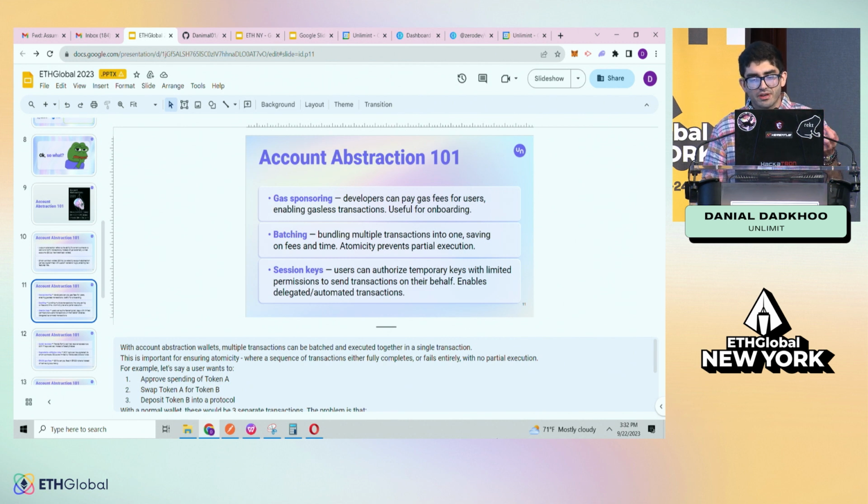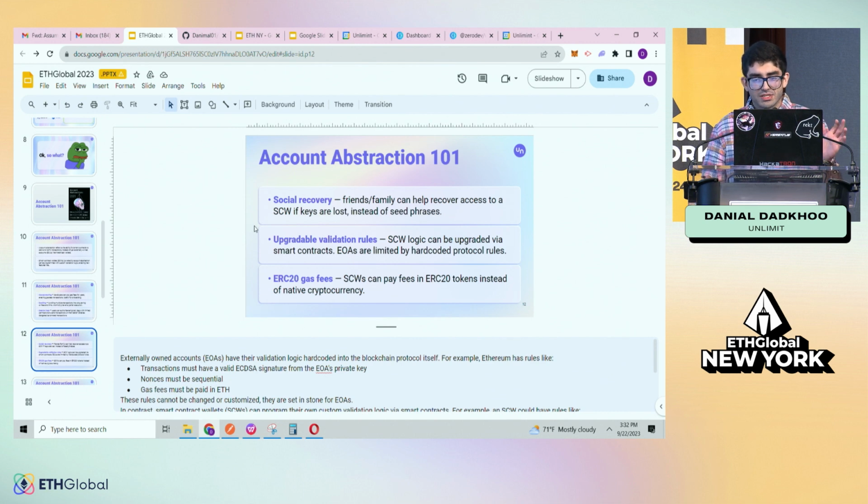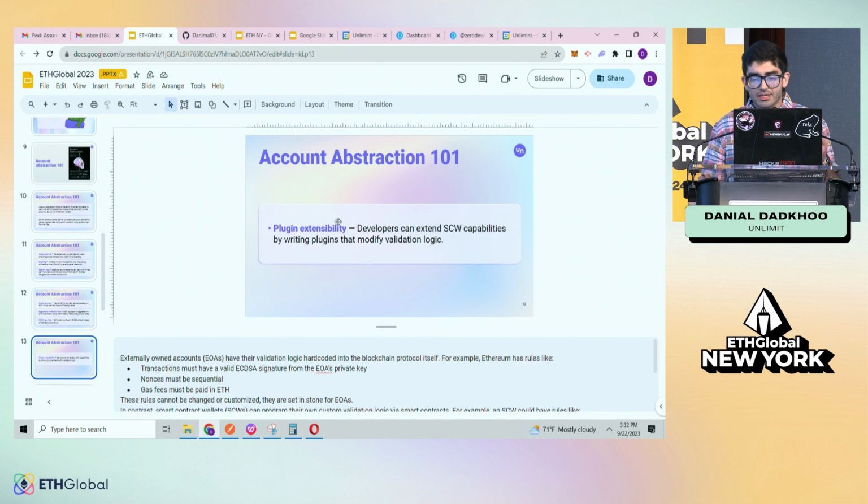With account abstraction, there are many functionalities that you can plug in. Here are a couple. You have gas sponsoring: you can pay for your users' gas fees in any ERC-20 token or ETH, and the ability to pay in really any token is a big thing here. Batching, bundling multiple transactions. Session keys: using a login method, you now have a temporary session key, which is essentially your private key. That's a new concept. You have social recovery, so if you lose access to your account, you can have a backup. You have upgradable validation rules; you can upgrade smart contracts. And with the ability to have different plugins, you can pretty much create anything in these wallets.